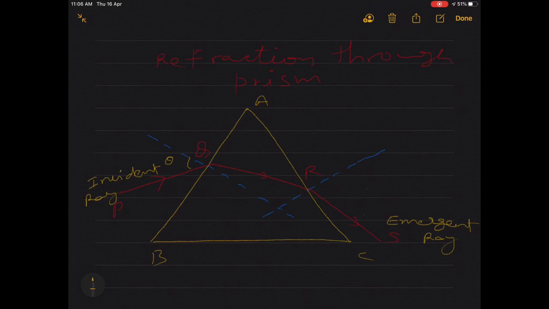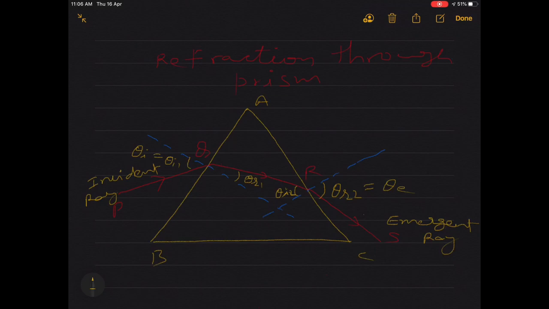This is the angle of incidence at the first interface. Here this is the angle of refraction at the first interface AB. This will be the angle of incidence for the second interface, and this is the angle of refraction for the second interface, and this will be equal to the angle of emergence also.